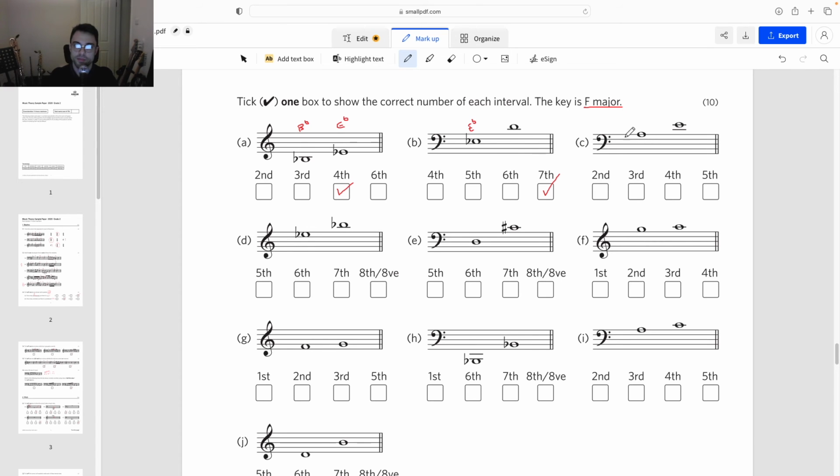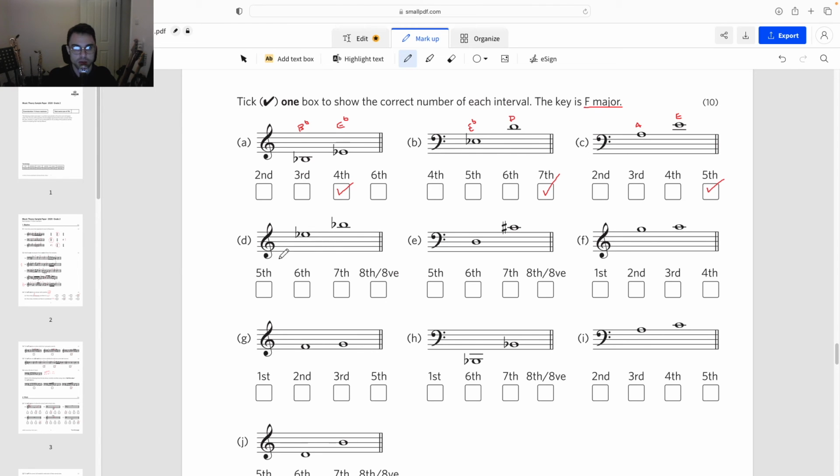Question C. Forgot to write the D there. There we go. Question C. A, so that's an A, all right. Going up to an E. A, B, C, D, E. It's a fifth. A, B flat, C, D, E, rather. We are in F major, so we would count B flat over there.